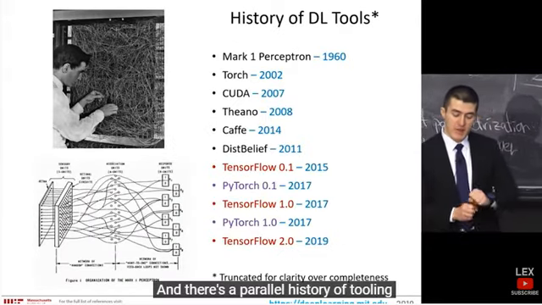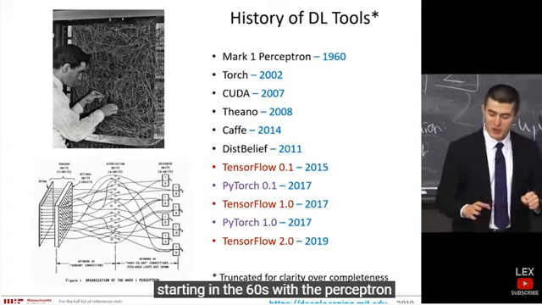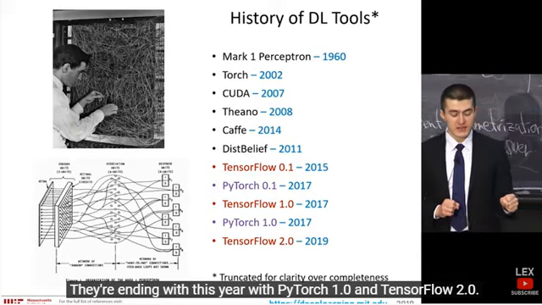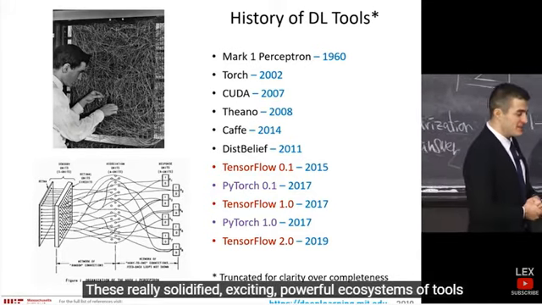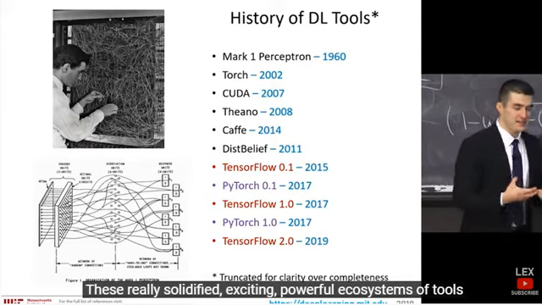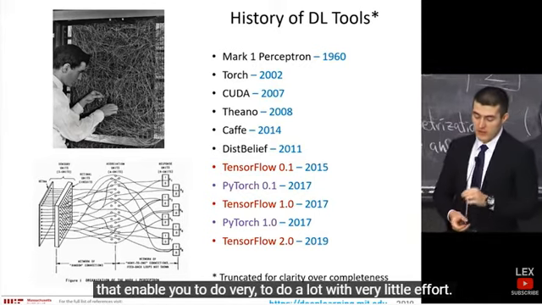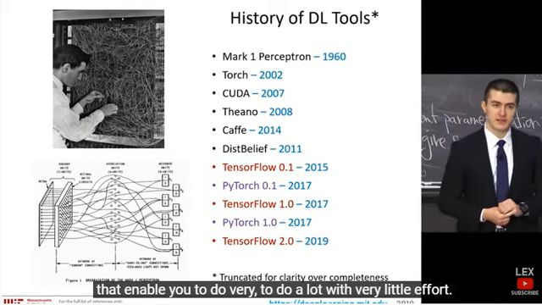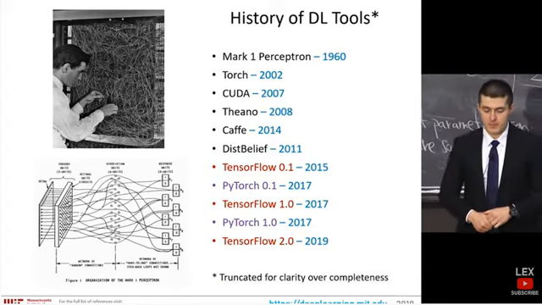And there's a parallel history of tooling, starting in the 60s with the perceptron and the wiring diagrams there, ending with this year with PyTorch 1.0 and TensorFlow 2.0. These really solidified, exciting, powerful ecosystems of tools that enable you to do a lot with very little effort. The sky is the limit, thanks to the tooling.